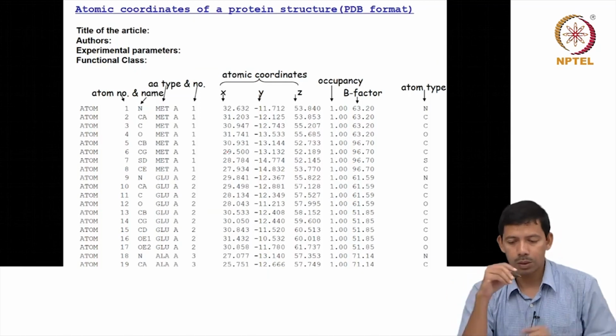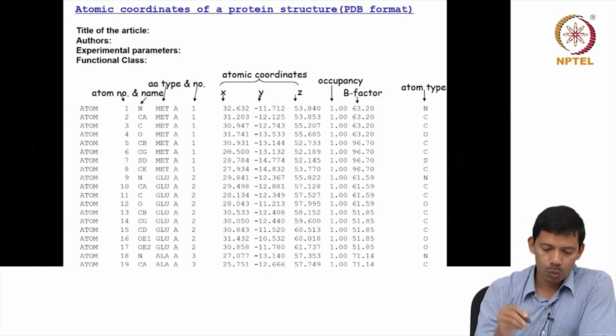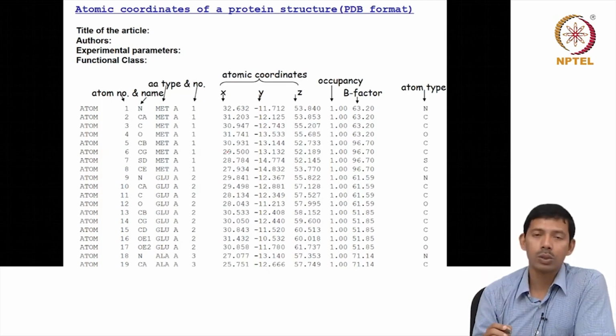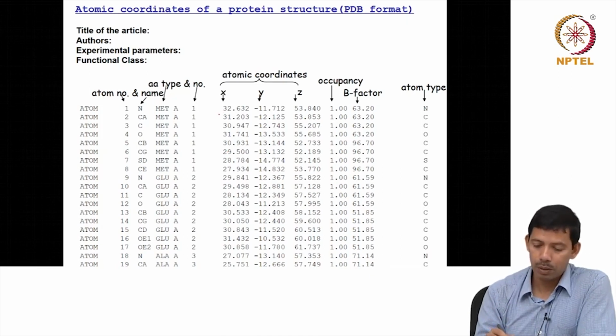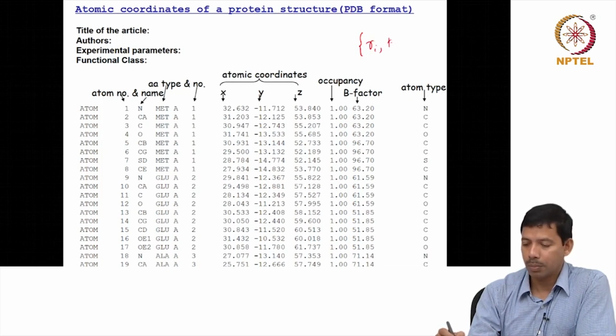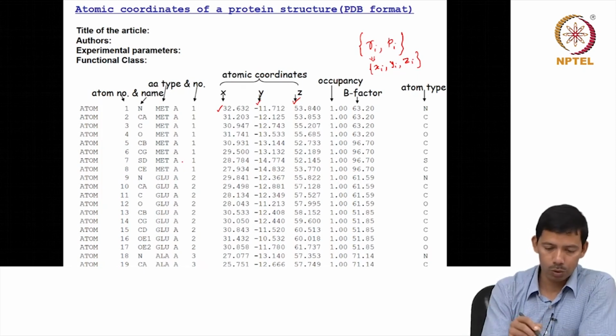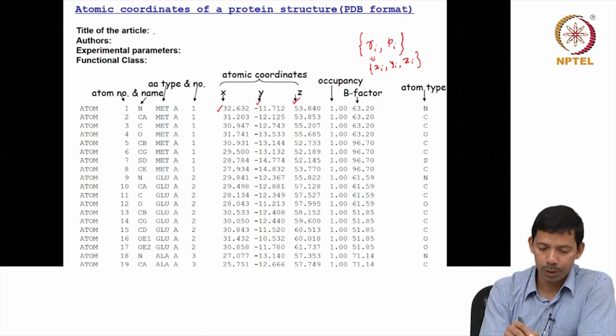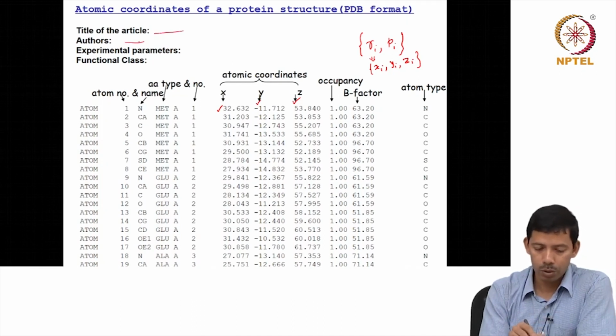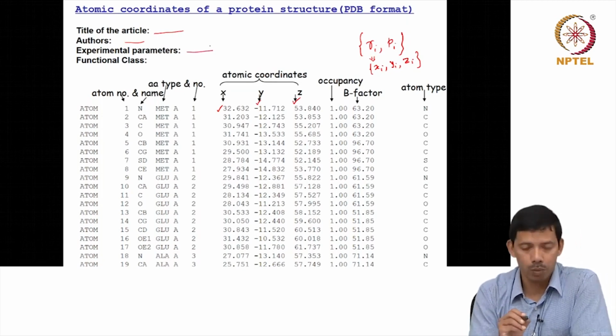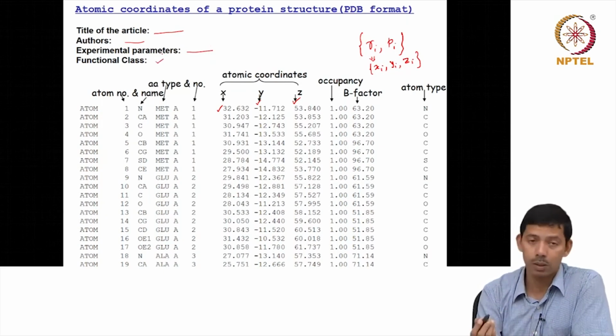So this is a general format of a PDB file. As I said, the microstate in a computer simulation is basically a set of Ri and Pi. This Ri is nothing but the x, y, z coordinates, and in the PDB you have exactly that. You have the x coordinate, y coordinate and z coordinate for each of the atoms. At the top you have the title of the article, the journal where this particular work was published, the names of the authors, experimental parameters, the resolution at which the X-ray structure was deposited, and the functional class. In this case we are discussing the protease.